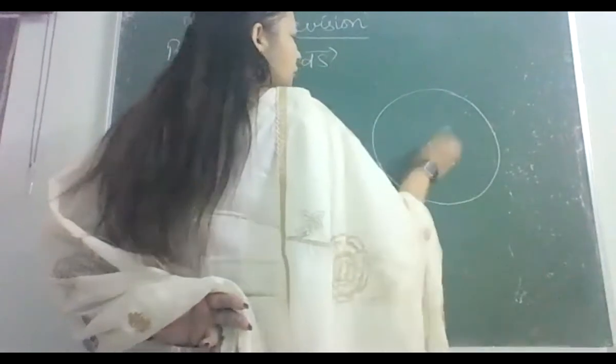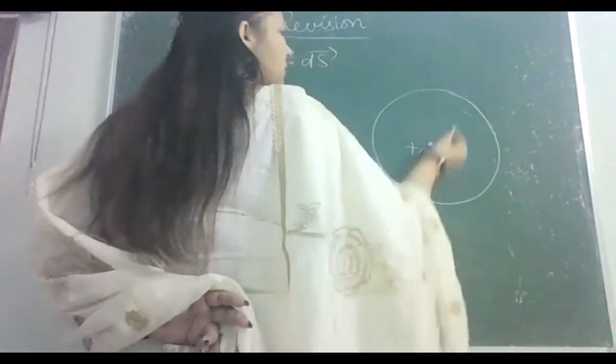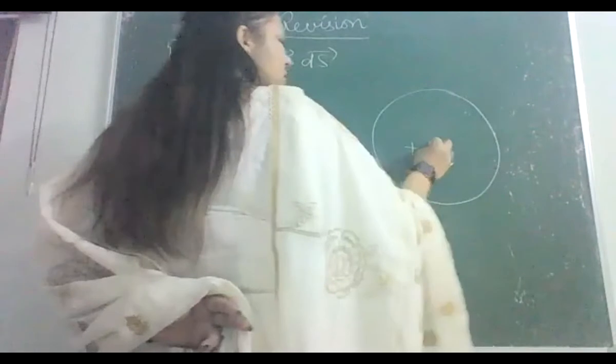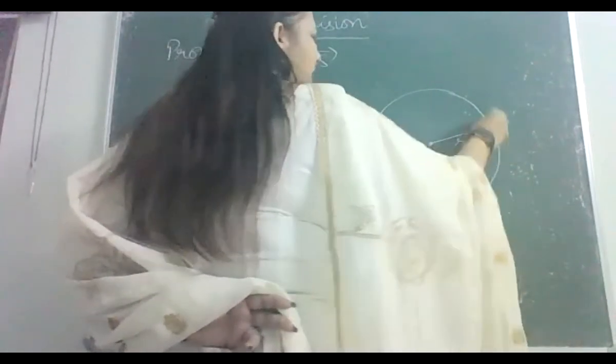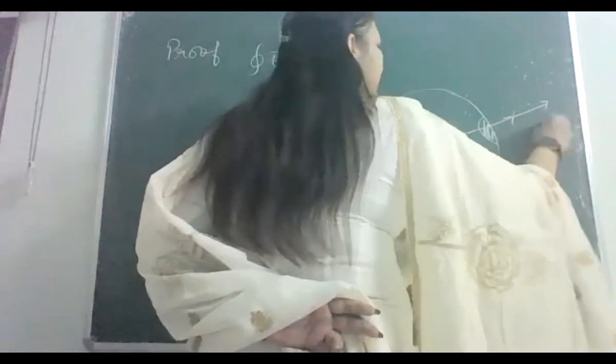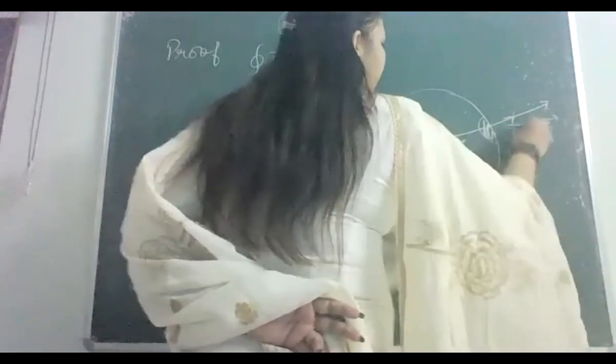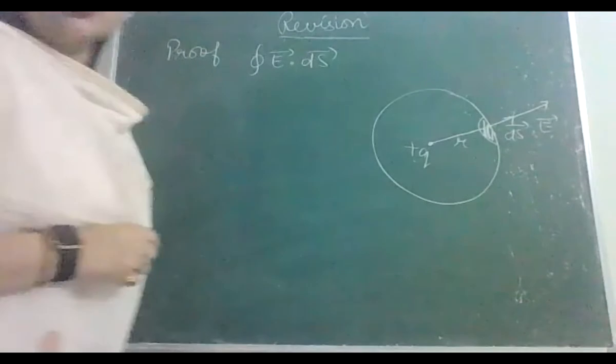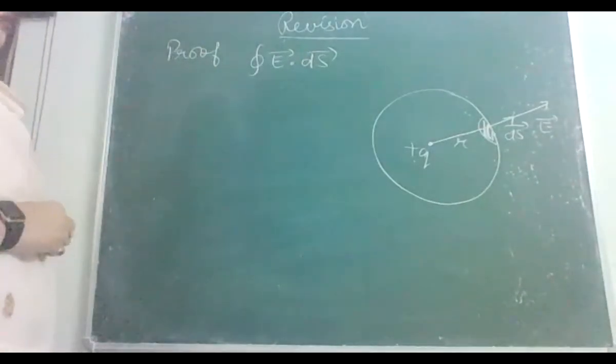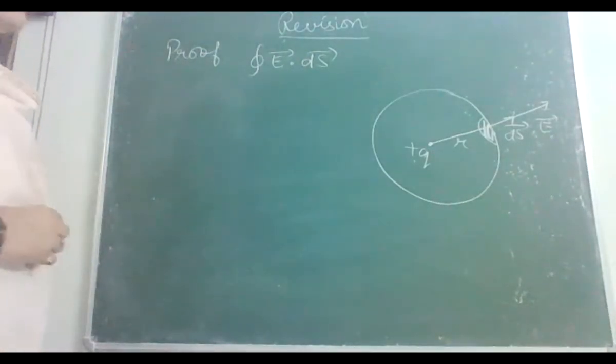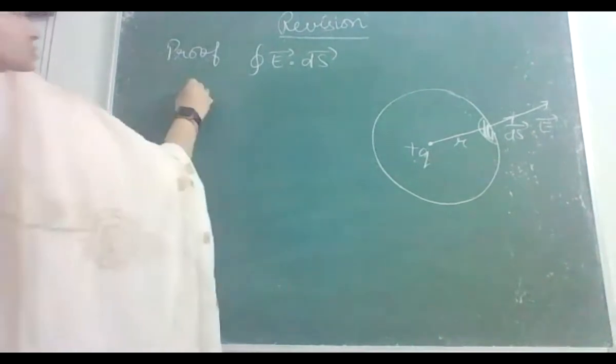Let us take the left hand side. Whenever we are to prove Gauss's theorem, we are to imagine a Gaussian surface. So this is plus q of charge, and suppose this is a Gaussian surface of radius r. We take an element, and you have to mark E and ds always. Electric field and area vector will be in the same direction. So you have to draw this corresponding diagram.